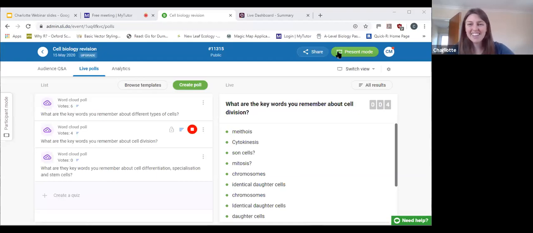Sun cells, yeah, we did talk about that. I don't know why they're called daughter cells. It doesn't make any sense. Brilliant.